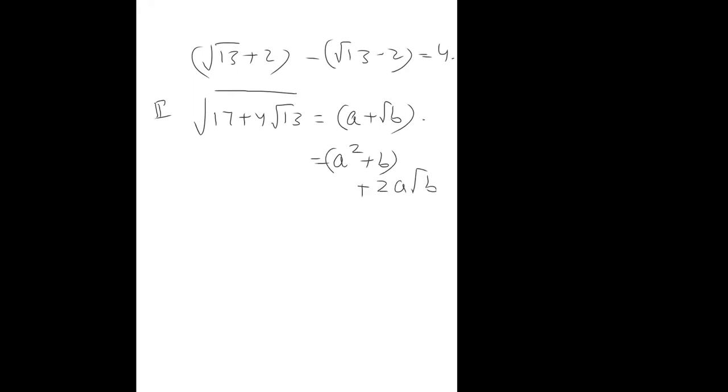Second method, 17 plus 4 root 13 under root, let this be equal to a plus root b. Squaring both sides, you are getting a square plus b plus 2a root b. And the square of this is 17 plus 4 root 13. So a square plus b is 17 and 2a under root b is 2 root 13.